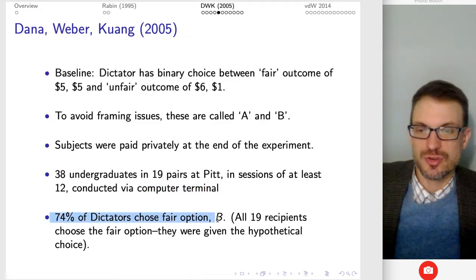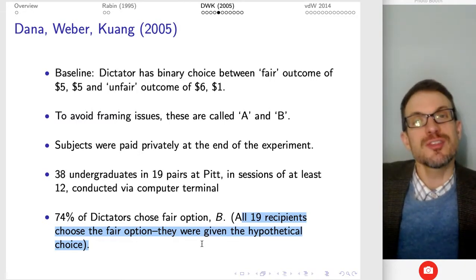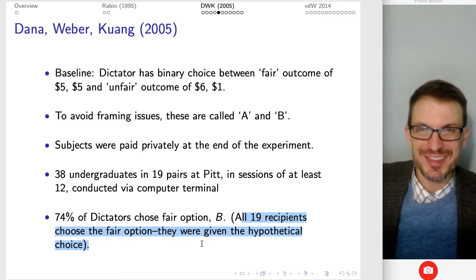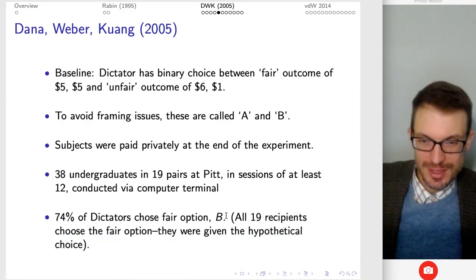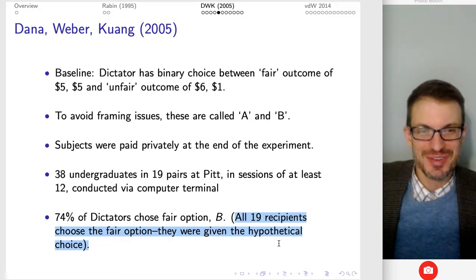74% of the dictators chose the fair option, B. All 19 recipients chose the fair option. They were given a hypothetical choice, right? So if you were in the dictator role, 74% said, we'll do option B. If you were in the recipient role and were given the choice of what you would hypothetically do, all of them chose the fair option, right? Option B. So that's interesting.